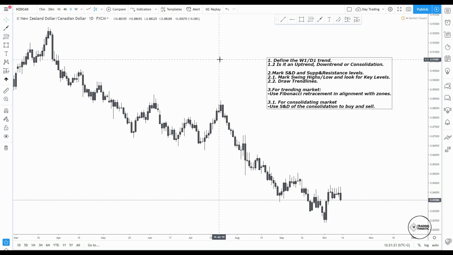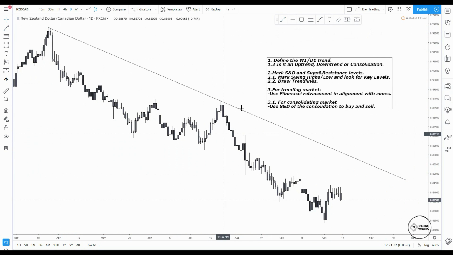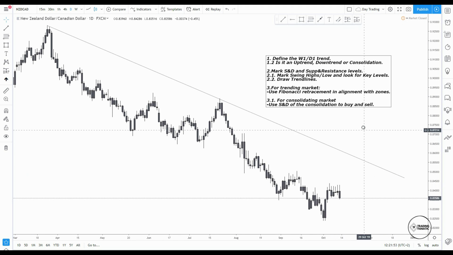So let's start. Firstly, we have to define the weekly or daily trend. So just by looking at it, even a little kid can tell you that this is going down, right? So we are looking for sales for the long term. This is the daily, and we can even have a look at the weekly. So is it an uptrend, downtrend, or a consolidation? You have three scenarios for the market: up, down, or sideways. So we define that it's down, so we are looking for sells.